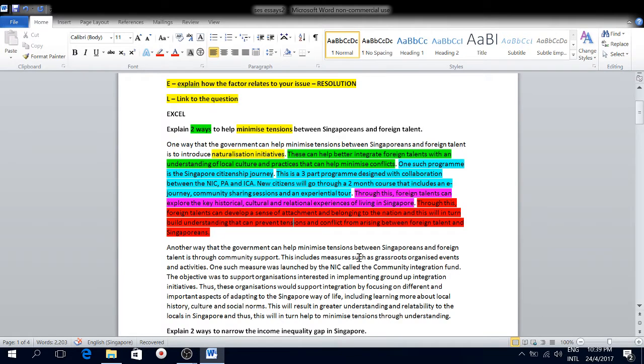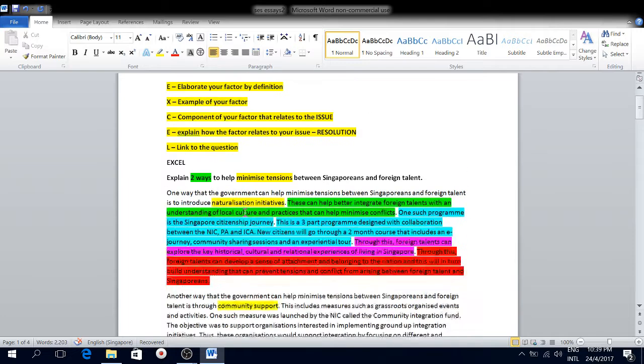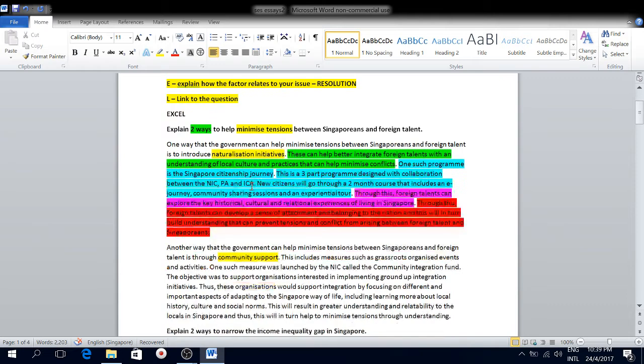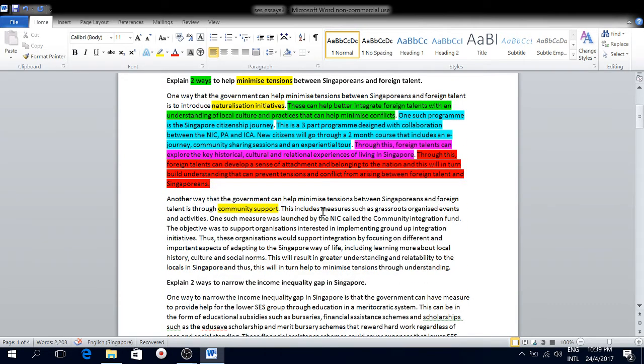Another way to minimize tension. Okay, factor: community support is my factor. Then I will list down an example. I'll elaborate my factor by definition. What exactly is community support? These are measures such as grassroots organized events and activities or the NIC fund. Okay, then example: one such measure is the community integration fund, and then I write what it is about. Support blah blah blah ground initiatives.